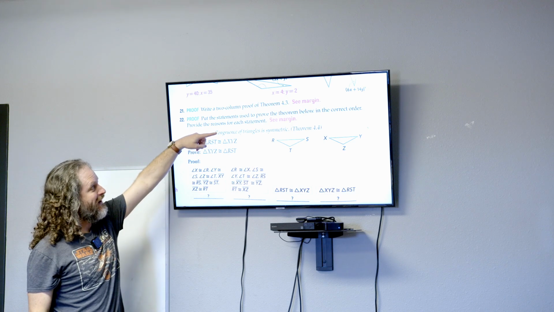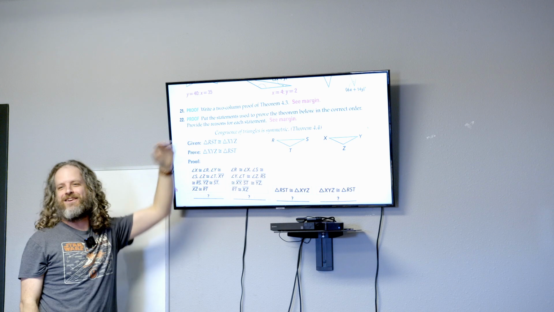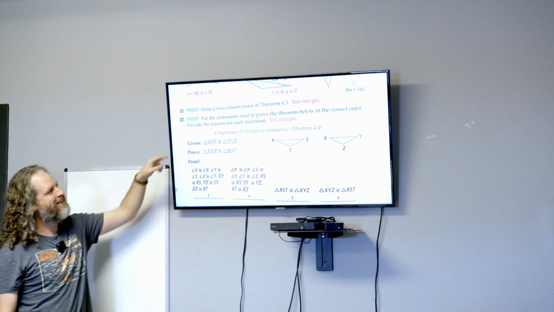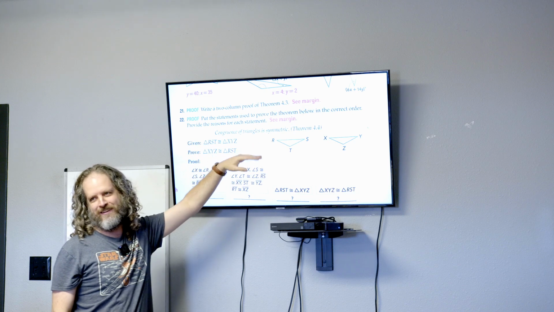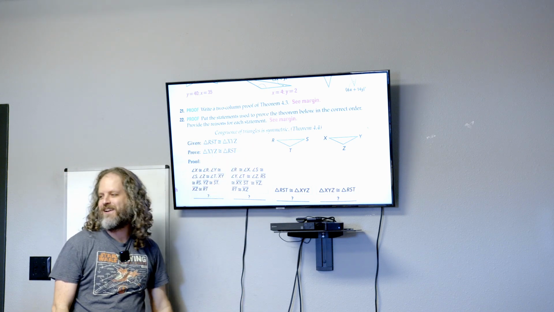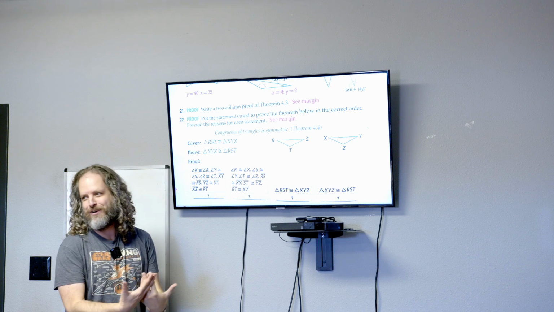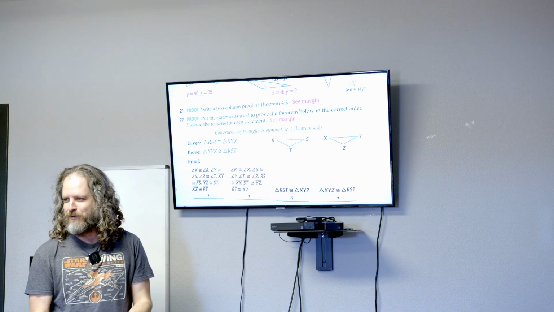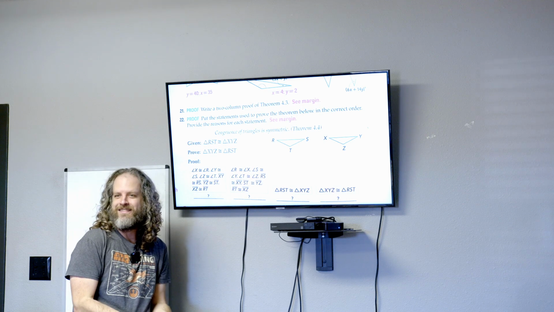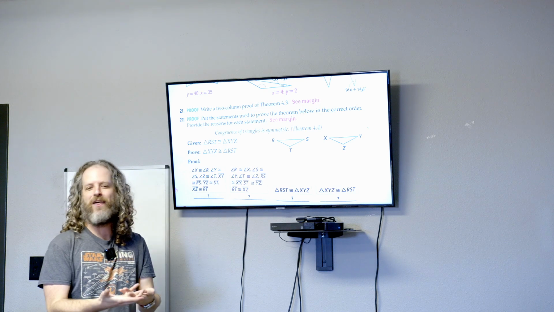We are proving the congruence of triangles is symmetric. That's what we're proving. So we can't just use it, right? If we're proving that theorem, we can't use that theorem. That's circular reasoning. That's a bad idea. That's saying the sky is blue because the sky is blue. That doesn't work. The sky is blue because of wavelengths and particles and all these other things.